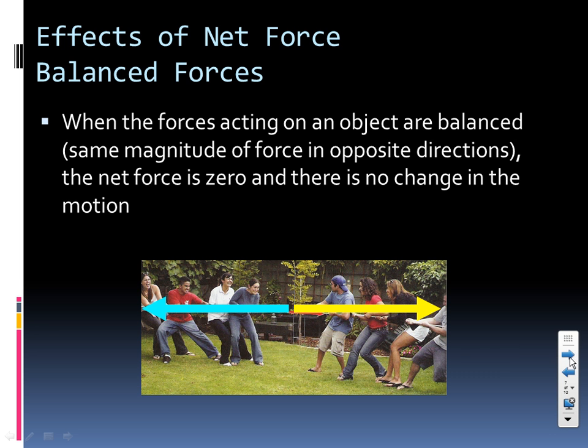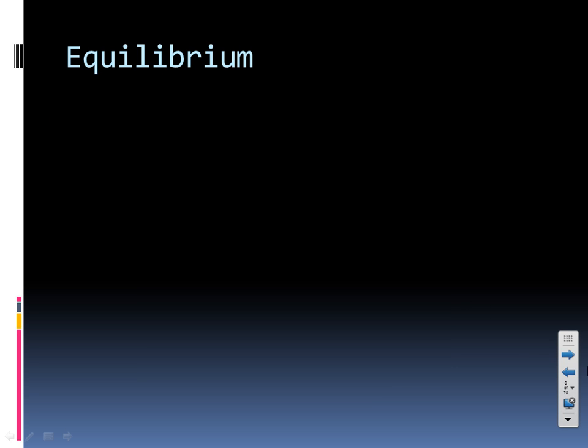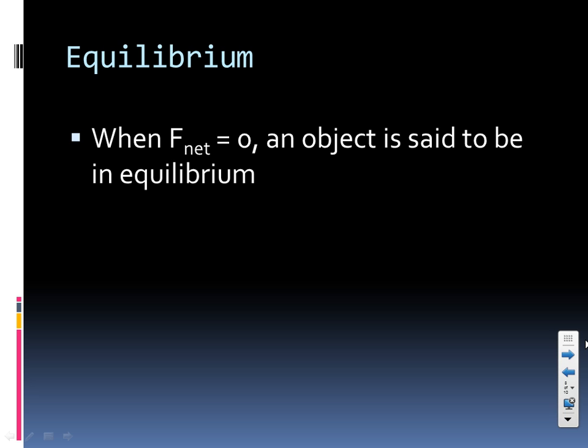So when the forces acting on an object are balanced, when they have the same magnitude but in opposite directions, the net force is 0 and there's no change. I'll give you that next part in a second. When this is the case, we refer to that object as being in equilibrium. When the net force is 0, an object is in equilibrium.